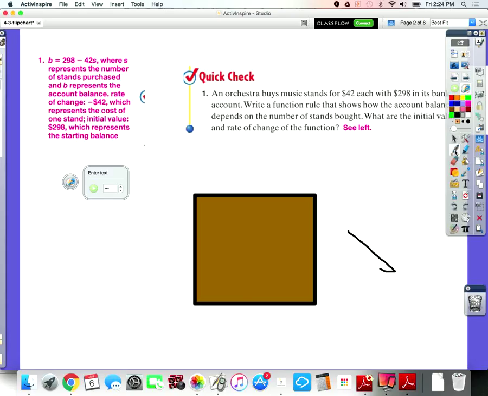Y equals negative 42x. So if you don't have it written this way in your notes, write it this way in your notes. That way you have it. Y equals negative 42x plus 298.